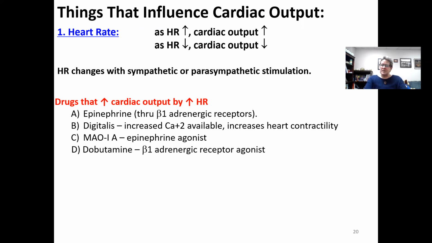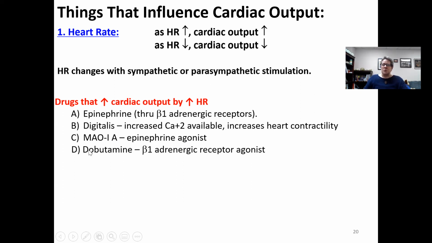So it increases calcium that's available to the heart, and that will increase the strength at which the heart contracts with every heartbeat, and that will increase cardiac output. If you make more epinephrine available in the body by someone who's on an MAOI, monoamine oxidase inhibitor of the class A, that's an agonist to epinephrine, and so that would increase heart rate.